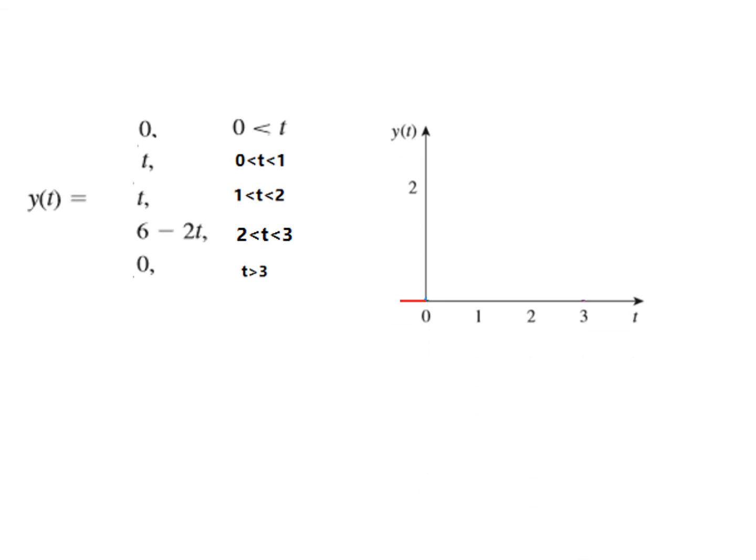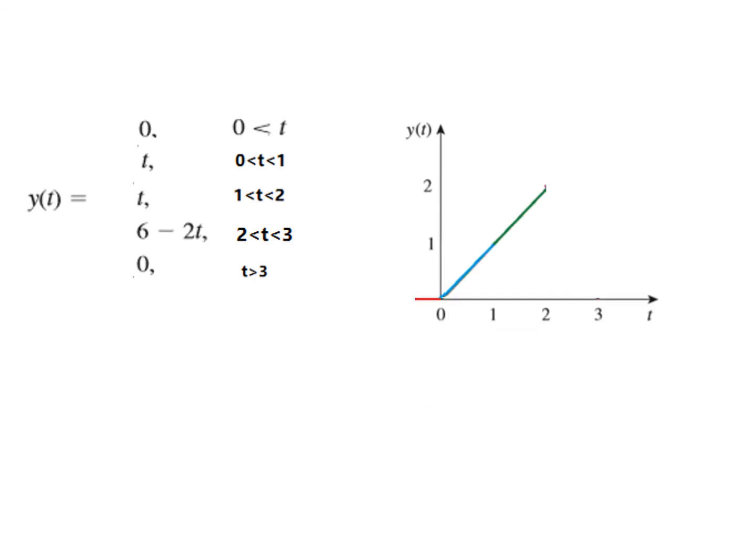Let's see, first one, t less than 0, it is 0, so we plotted this. Then between 0 and 1, its value is t, so the slope is 1, so it will be something like this, slope 1. Then from 1 to 2, again the value is t, so the same slope will continue from 1 to 2. So it will be like this from 1 to 2.